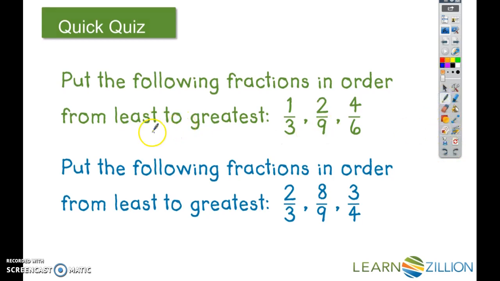On your ticket, I want you to put A and B. So this will be your A answer, and this will be your B answer. All right, again, if you're a little confused, go back, rewatch it. Good luck on the entrance ticket.